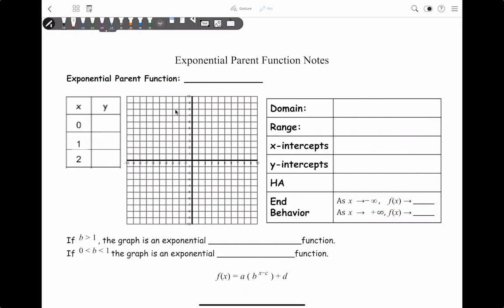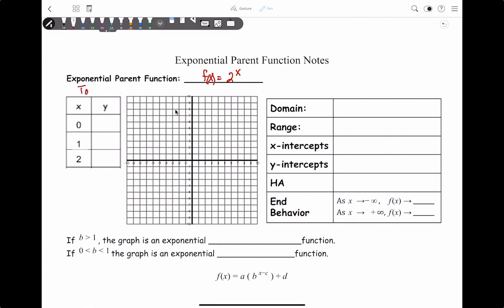All right, so let's go ahead and start off by looking at exponential parent functions. We're going to start with y is equal to 2 to the power of x. So I'm going to put it as f of x is equal to 2 to the power of x. And this is another parent function, if you will.